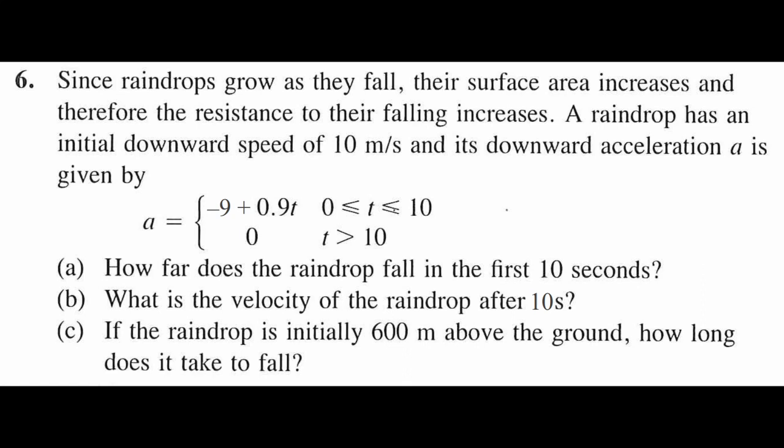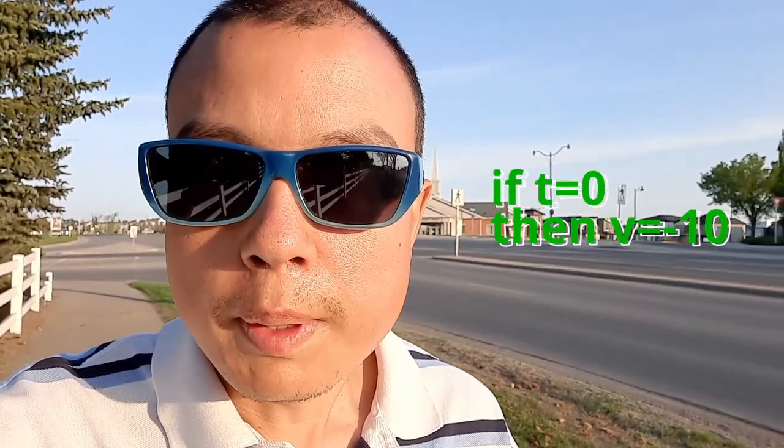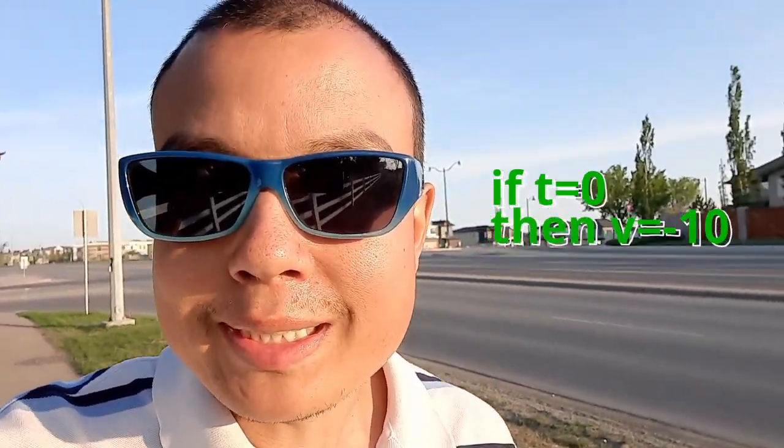We have a nearly solved function for velocity. It's not complete since we must determine the values for the constants. Let's start with c1. If you read the question, it states that the raindrop has an initial downward speed of 10 meters per second. What that means mathematically is that if t equals 0, v equals -10. But why -10 instead of +10?